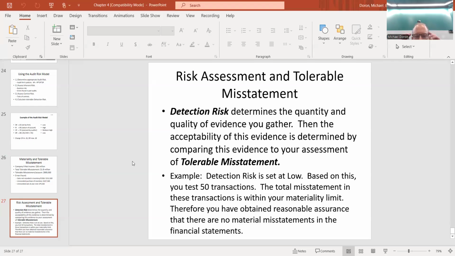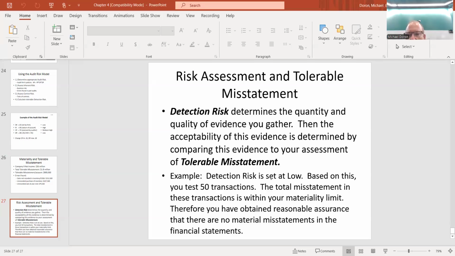All right. So then going on with this slide. We know detection risk is about the auditor's work, how much work the auditor does. Or actually, detection risk means the risk that the auditor will not catch a mistake. Detection risk determines the quantity and quality of evidence you gather. Then the acceptability of this evidence is determined by comparing this evidence to your assessment of tolerable misstatement.